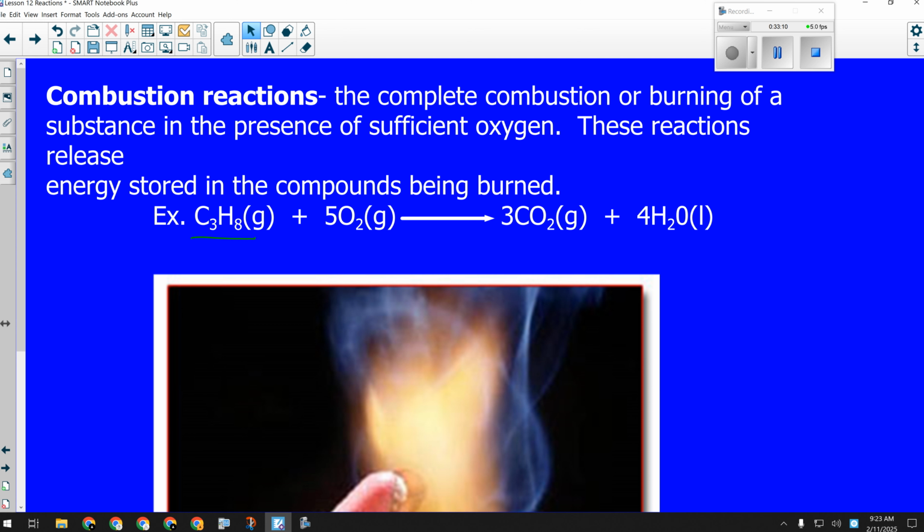Okay? All that will change are these numbers. If you have a really, really big hydrocarbon, like paraffin, candle wax is a really big hydrocarbon, these numbers would be much bigger. But it'll still be carbon dioxide and water. Anytime you burn something, the products are always carbon dioxide and water.